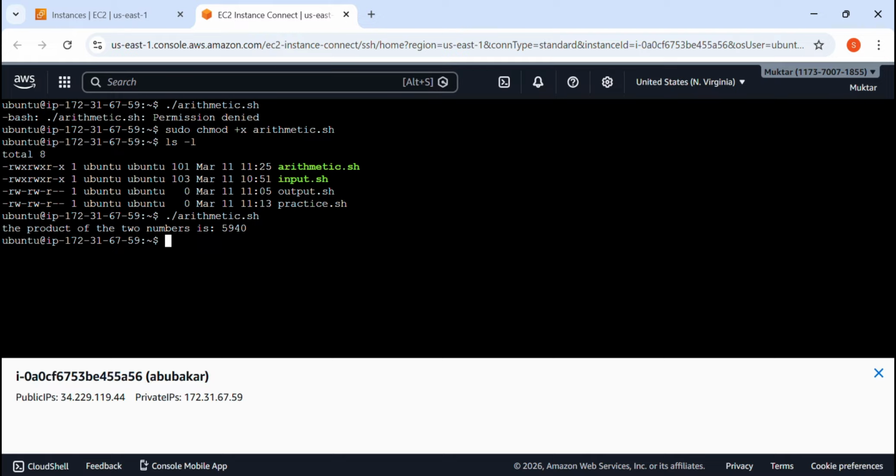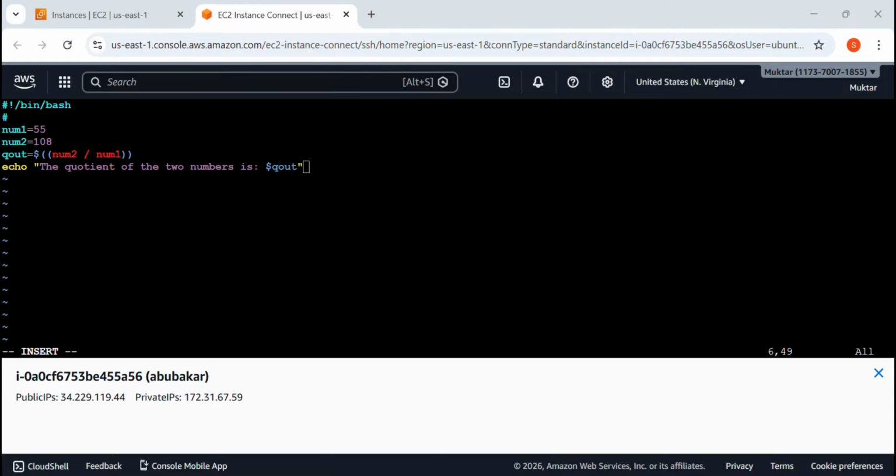So now let us dive into division. Okay, now we are in division. The operator for division is the slash, as you can see, the forward slash. I need you to pay very close attention here because Bash does something with division that will surprise you. I put quotient equals dollar num1... num2 slash num1. So we get 1, but hold on, 108 divided by 55 is not 1. Now we are going to get a calculator out and check.